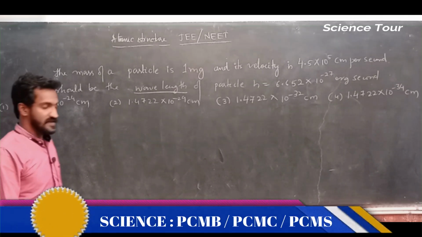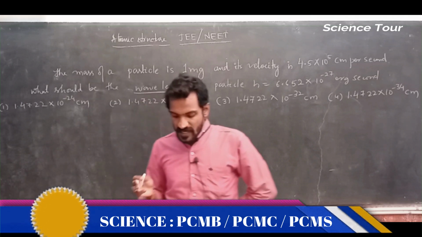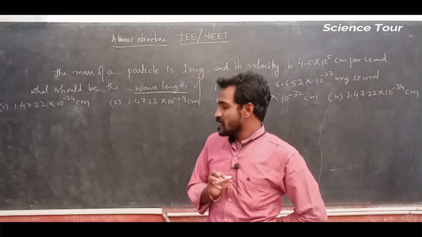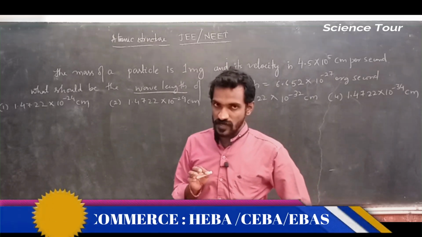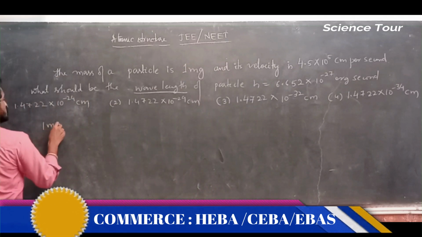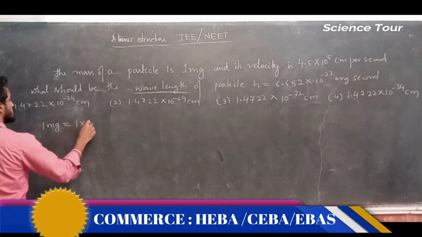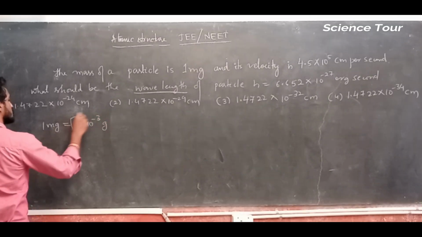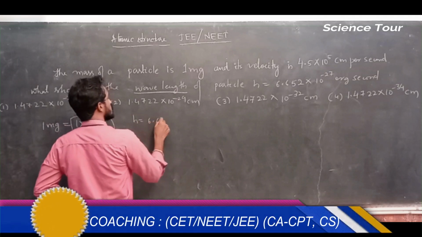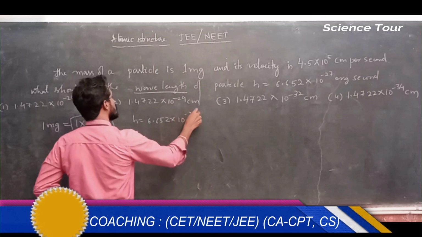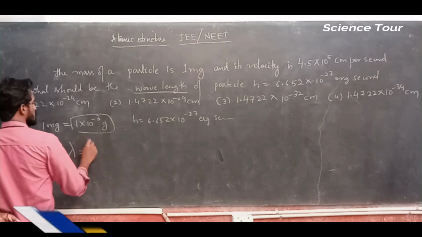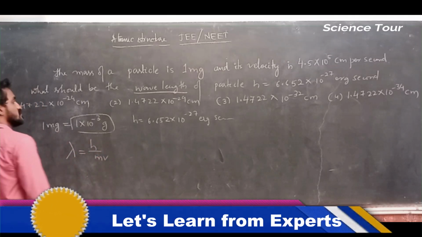To find the wavelength, first thing is if something is given in milligram, immediately you have to convert into gram. Then only the calculation part becomes very easy. Understood? Otherwise very difficult. So here 1 milligram is given, which you convert into 1 into 10 to the power minus 3 gram. And Planck's constant is given 6.652 into 10 to the power minus 27 erg second. Which formula should I use, my dear students? Lambda is equal to h by mv, mass into velocity.